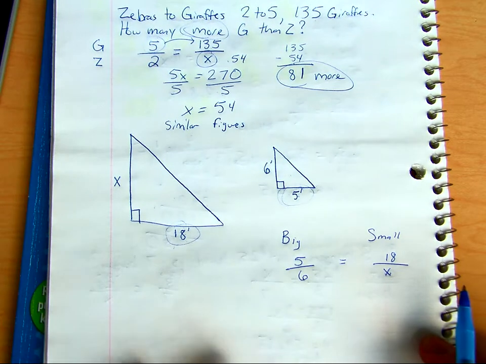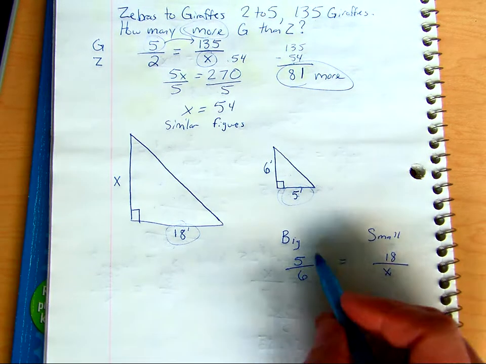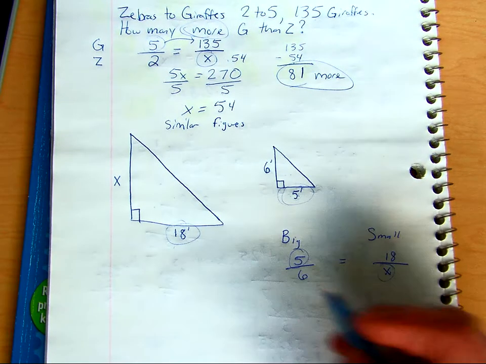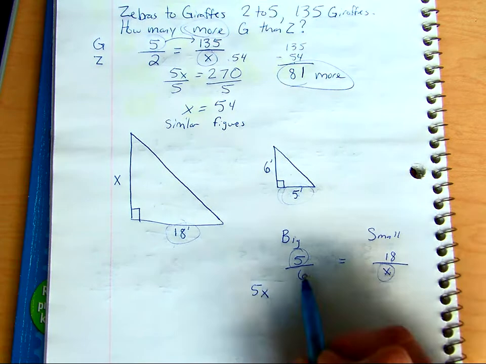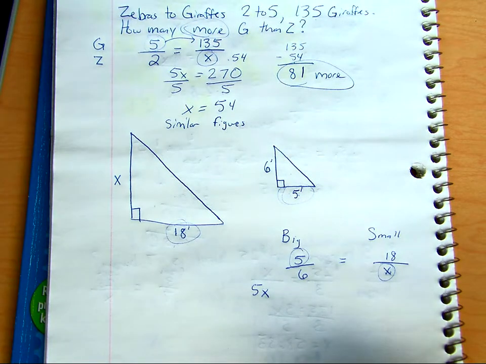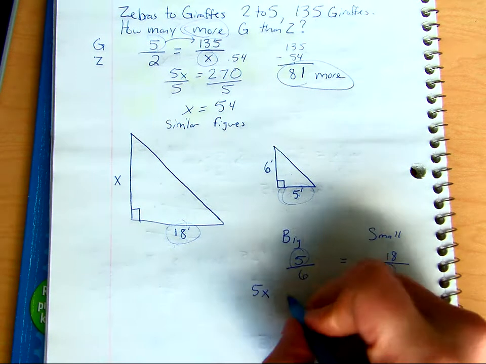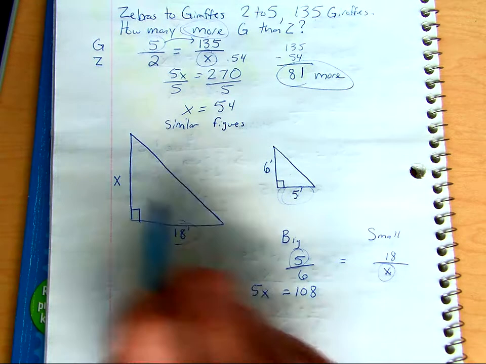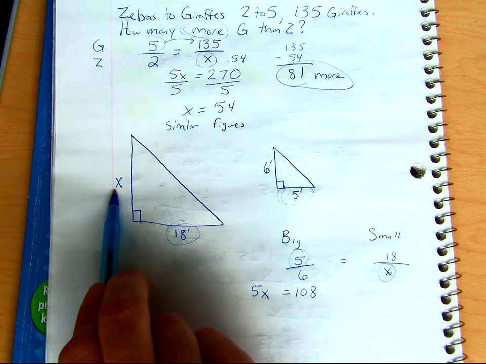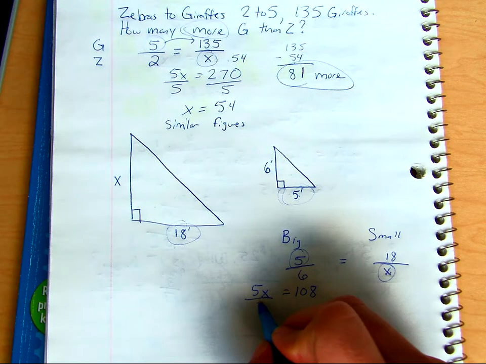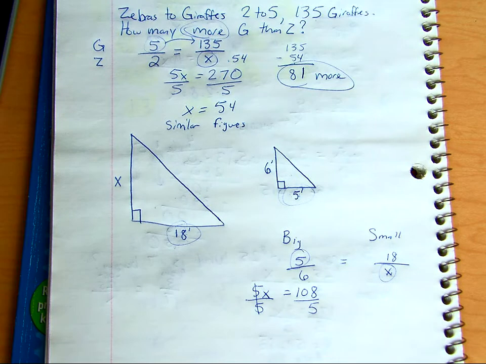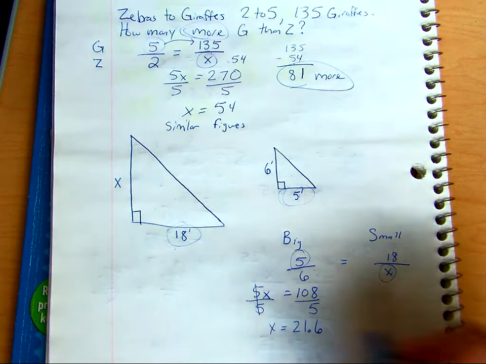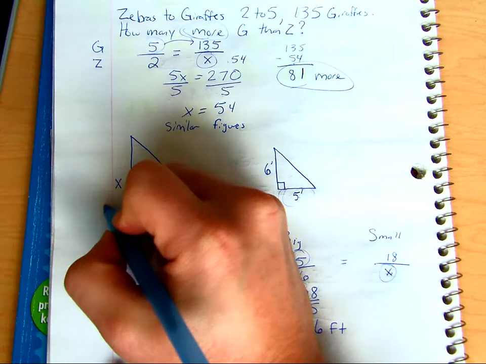You follow me so far? I don't know how to get from 5 to 18, so I can cross multiply: 5 times x, 5x, 6 times 18 is 108. Then I am one step away from solving for the length of this side. I would divide by 5, 108 divided by 5. X equals 21 6/10 feet. So this would be 21 6/10.